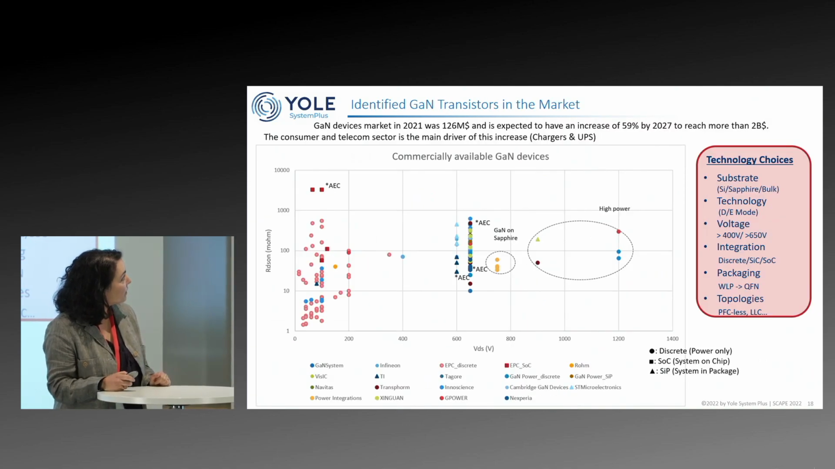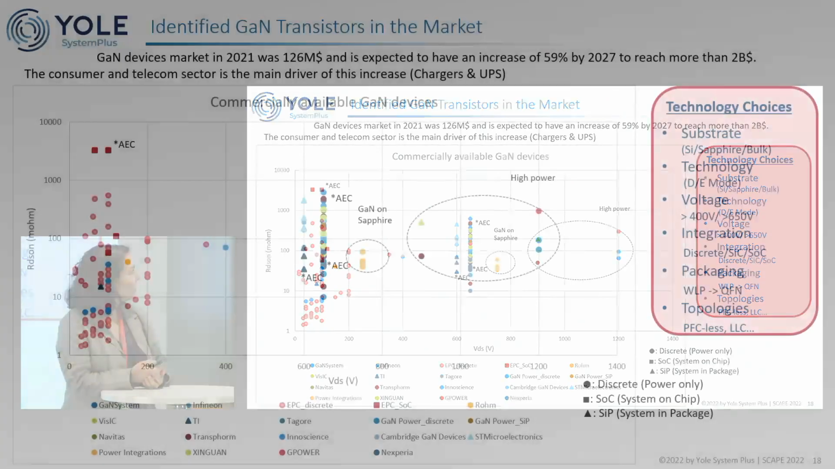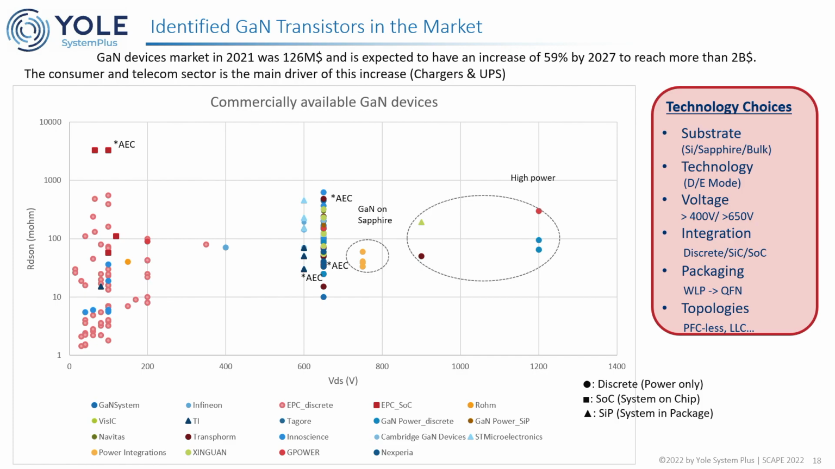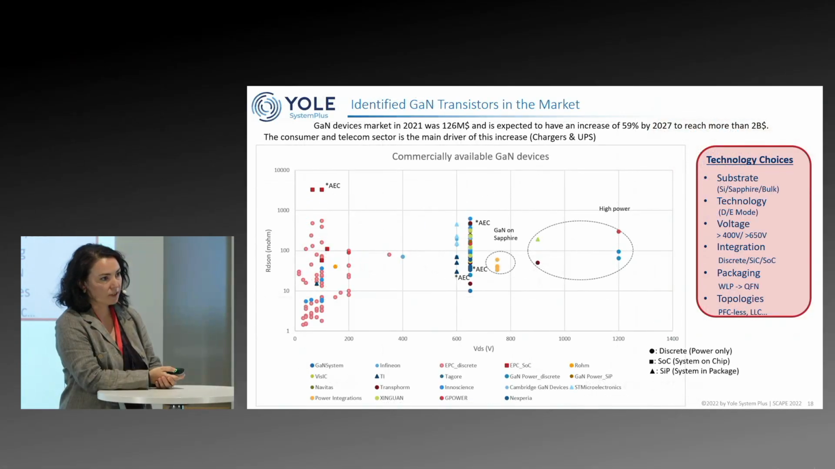So again, the identified GaN transistors in the market. Here again are the devices that you can buy. The small voltages have quite a long history. They are currently used for LiDAR, for example, and for data centers. EPC is actually the strongest in this part of the market. Then you have all the players at 650 volts. And then there are some players that actually offer 1200 volt devices on the market.